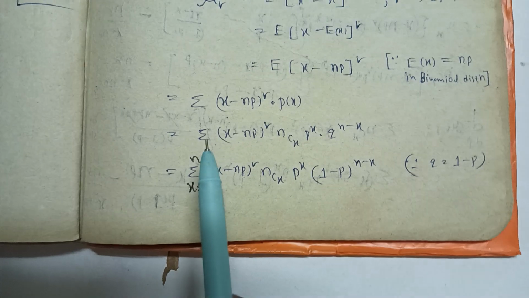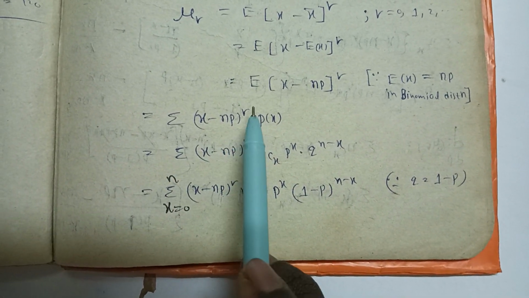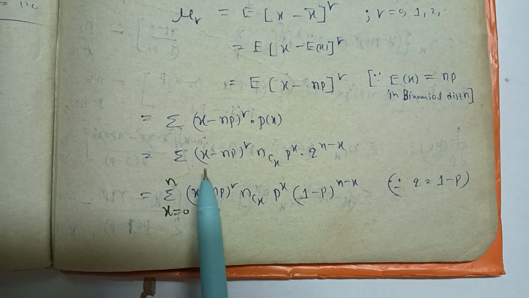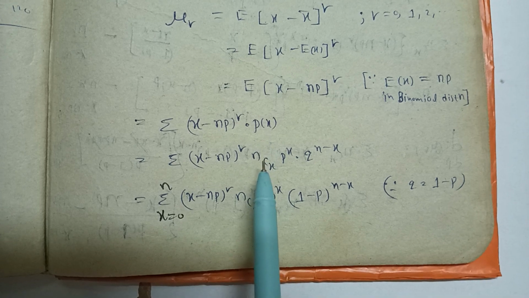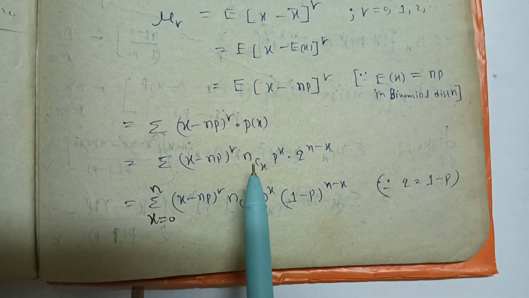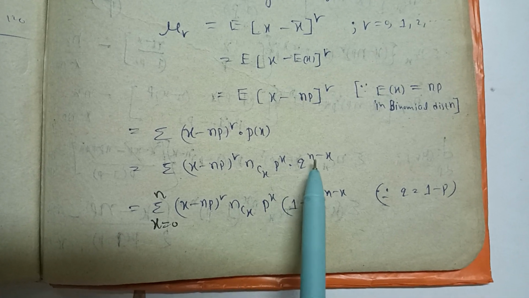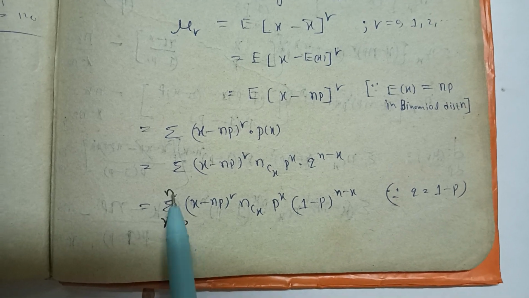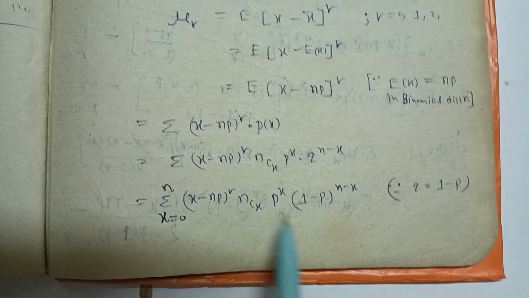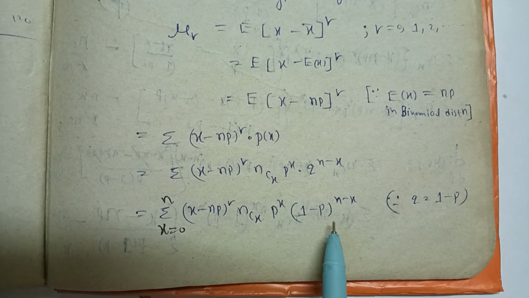So the E of x calculation here: summation of x minus np whole to the power of r into p of x. What is the p of x of the binomial distribution? The probability mass function, that is nCx, p to the power of x, q to the power of n minus x, and the x values we are taking from 0 to n. So here q is replaced by 1 minus p.